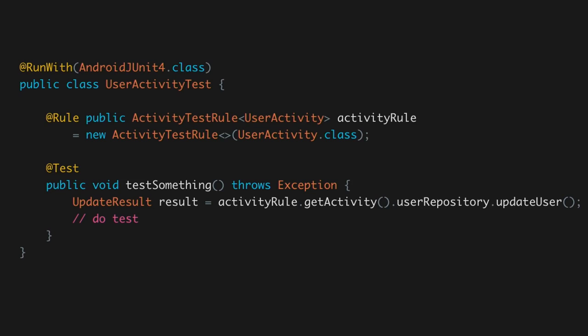Now, in this case, I mean, if anybody's used Espresso, all of this is stuff you have to do. But then in your test, say if you wanted to get an instance of the user repository you provided for your activity, it'll be a mock because of the way we set up our modules.